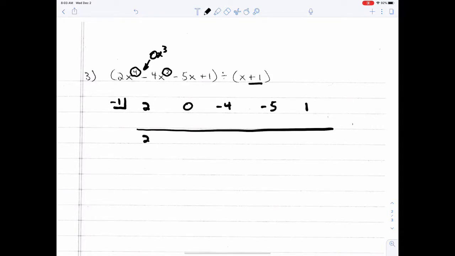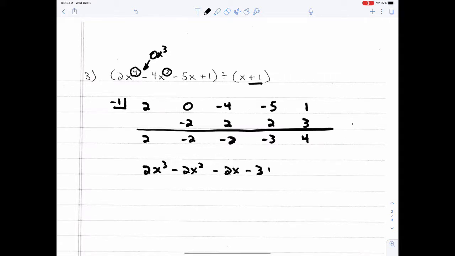So we're going to add, then multiply. Add, then multiply. Add, then multiply. Add, then multiply, and add. And now, because the original one was x to the 4th, this is going to be x to the 3rd. So it's 2x to the 3rd minus 2x squared minus 2x minus 3 plus, that's the remainder, 4 over x plus 1.